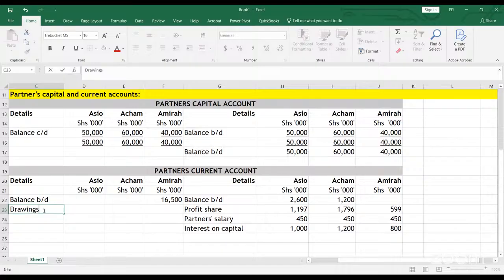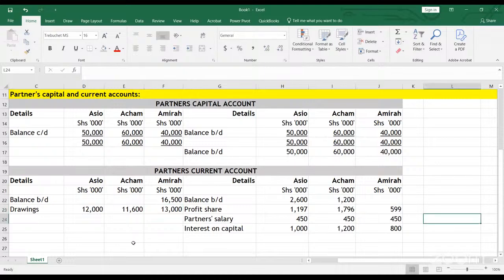12,000. That is who? ACOA. Yes, ACOA is 12,000. Then Acham, 11,600. That's Acham. Then Amira is 13,000. Those are the drawings.